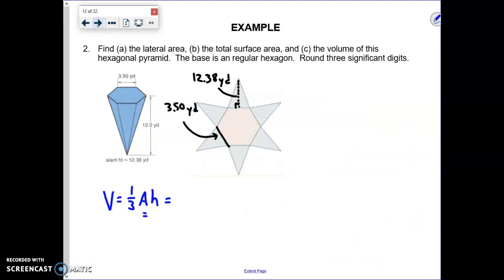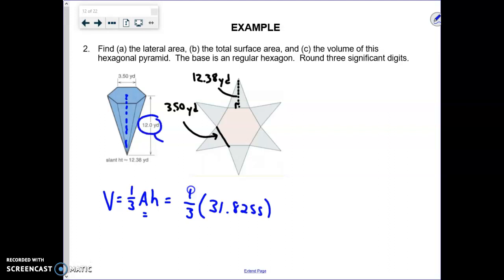So, it's 1/3 area of the base, which again was 31.8255. I'm not using any rounded values here. And then times the height of this particular hexagonal pyramid. Now, I'm not talking slant height, I'm talking perpendicular height, from here down to the apex.